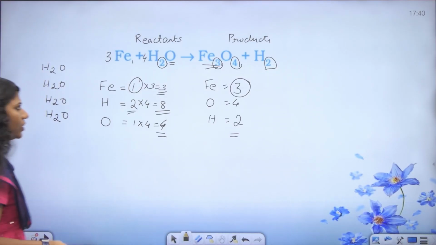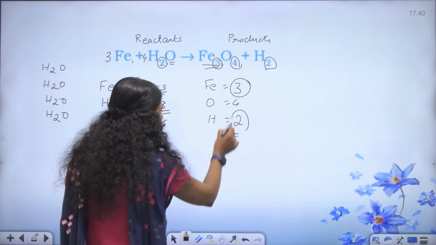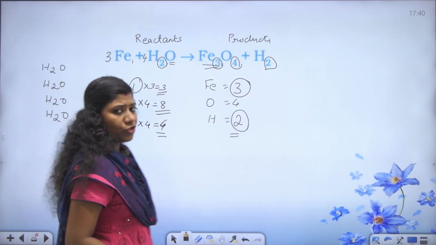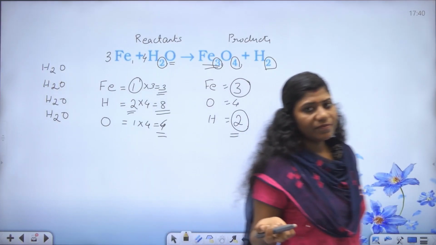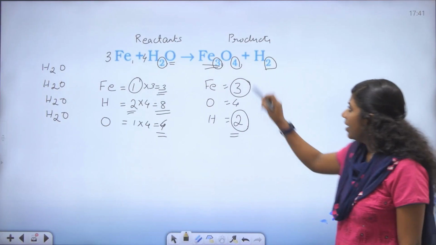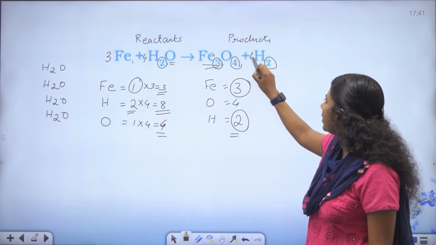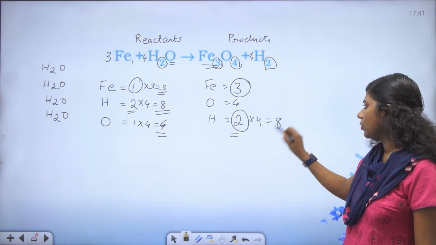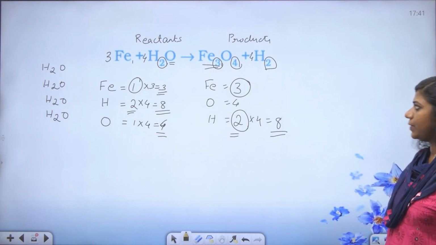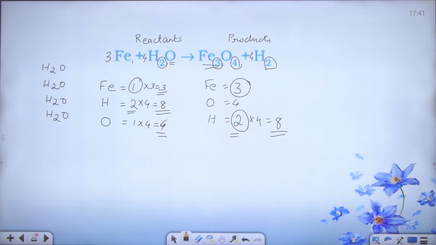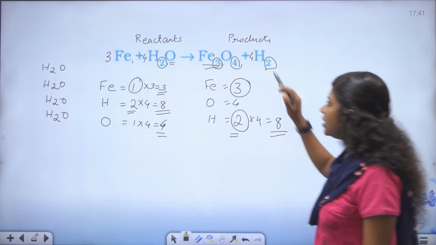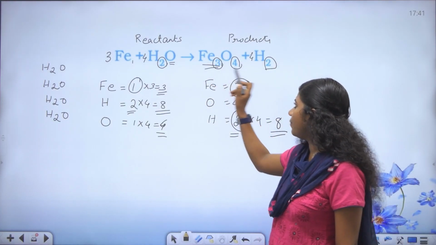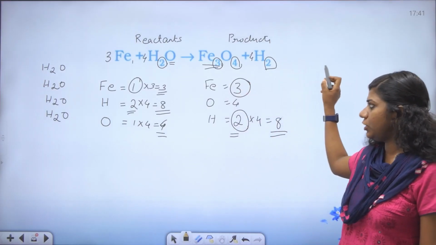Here in the product side, only 2 hydrogen atoms. How to balance? Yes, correct. Put 4 in front of hydrogen. 2 into 4 is equal to 8. Now the equation is balanced. Then recheck. 3Fe plus 4H2O gives Fe3O4 plus 4H2.